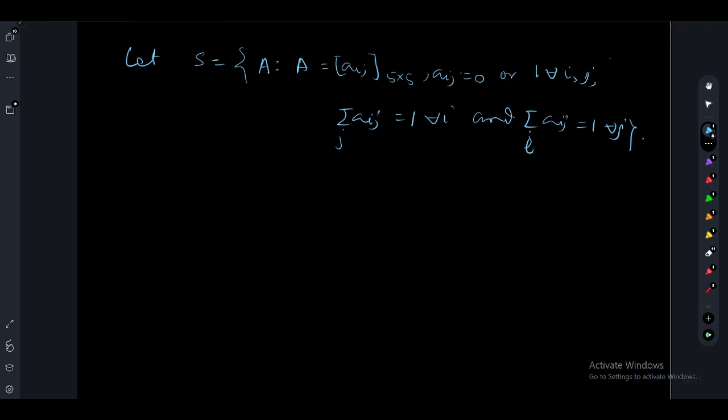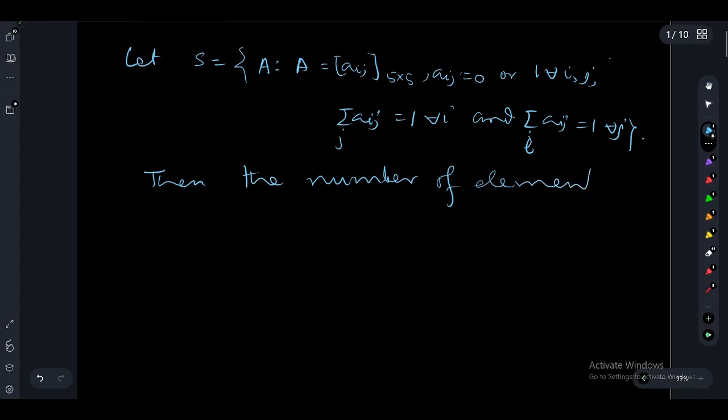Then the number of elements in S is: 1, 5 square; 2, 5 to the power 5; 3, 5 factorial; 4, 55. This is our question.